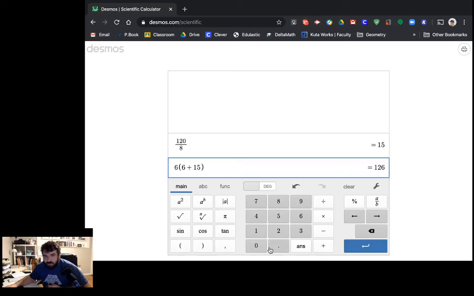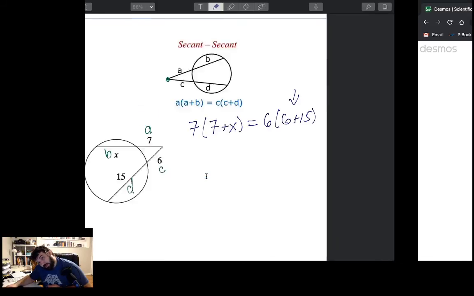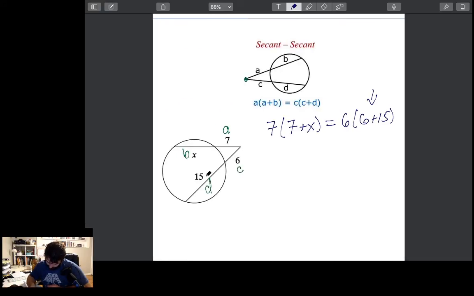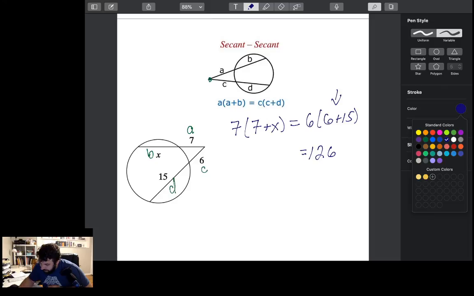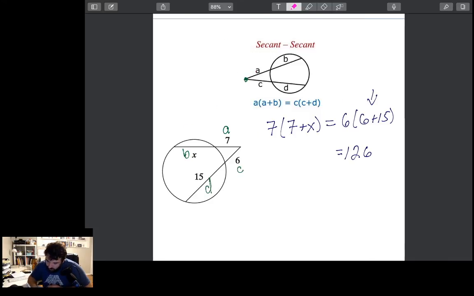Don't even mess around with anything. You've got Desmos right here. Just go straight to it. Make sure it looks exactly like the formula should. And you've got 126. So 126 there. On the left, you're going to have to do the distribution again. I know you guys can handle this. Distribute that on through, and you've got 49 plus 7x.